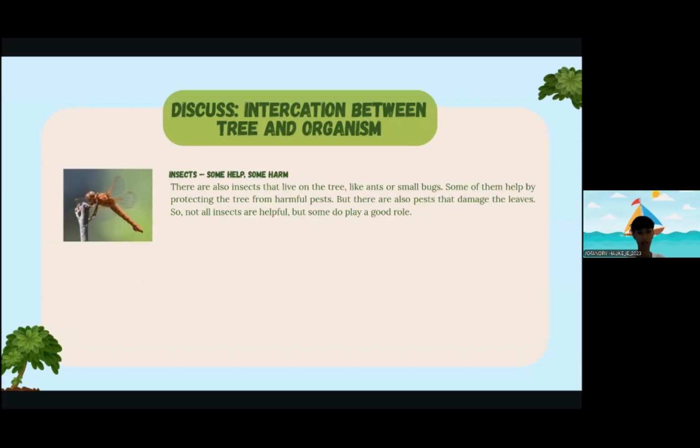The last one is insects. They give some help and some harm. There are also insects that live on the tree, like ants or small bugs. Some of them help by protecting the tree from harmful pests. But there are also pests that damage the leaves. So not all insects are helpful, but some of them play a good role.